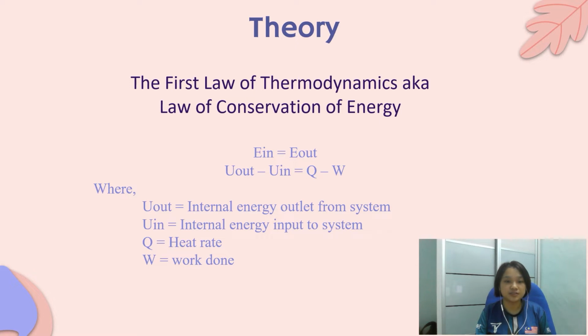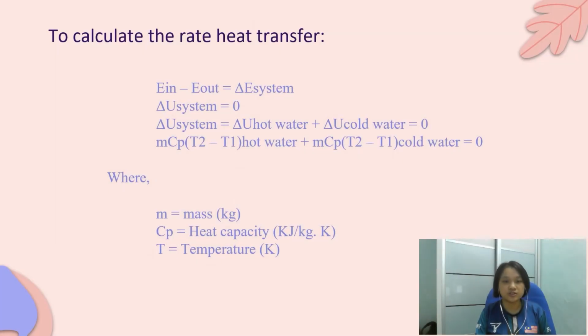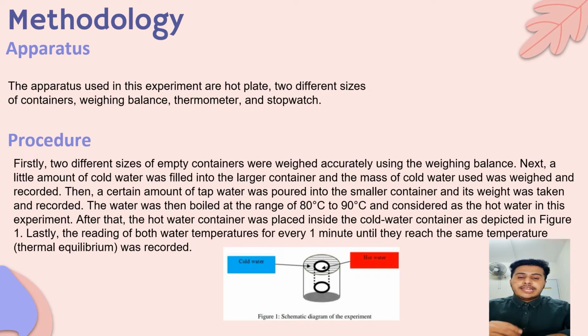This is the equation, where U out is internal energy outlet from the system, U in is internal energy input to the system, Q is heat rate, W is work done. In this experiment, it requires an energy balance equation to calculate the rate of heat transfer. So this is the equation that we need to use, where M is mass in kg, Cp is heat capacity, T is temperature.